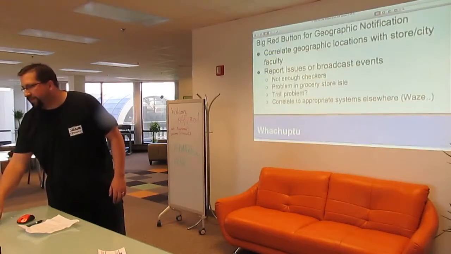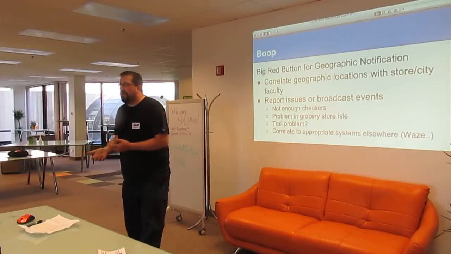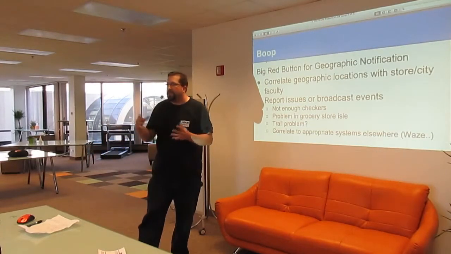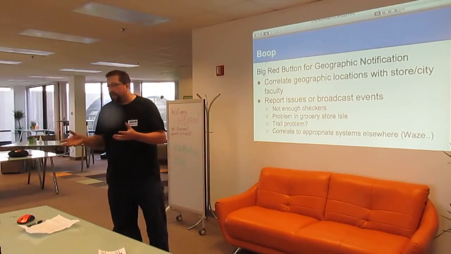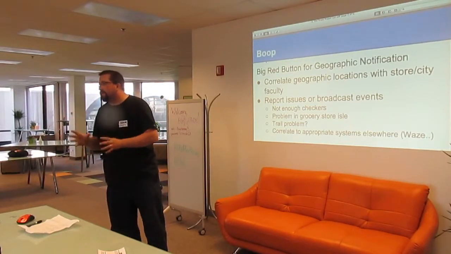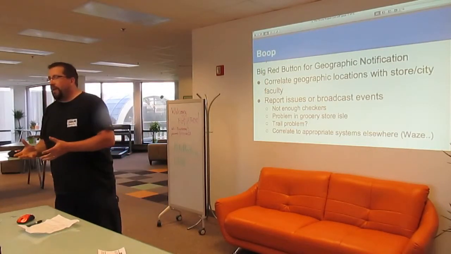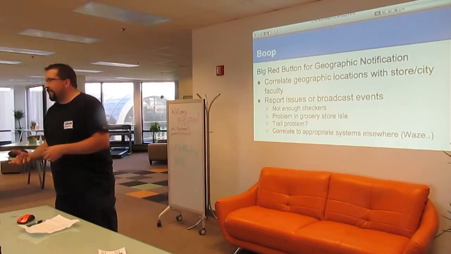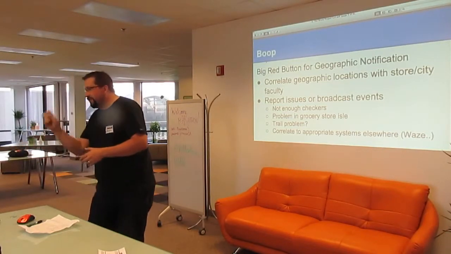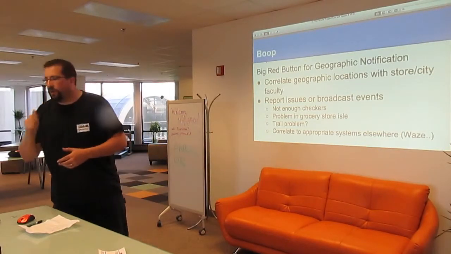So first off, boop. Big red button for geographic notification. So correlate geographic locations with a store or city or something of that facility. I said faculty on the thing of some kind. It would be really cool to be able to say, this is a lot like a few of the apps out there that try to report issues geographically, but a little simpler. Just do it real quick. Don't have to worry about the logging in, logging out. Just get it out there real quick.